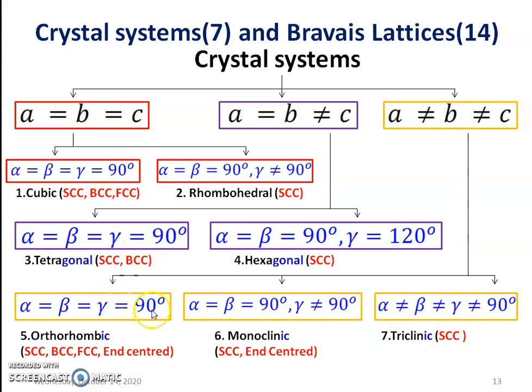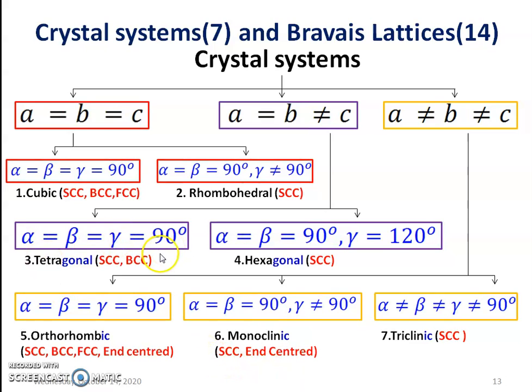So in this way there are 7 crystal systems: cubic, rhombohedral, tetragonal, hexagonal, orthorhombic, monoclinic and triclinic. And there are 14 Bravais lattices: 3 Bravais lattices for cubic, 1 for rhombohedral, 2 for tetragonal, 1 for hexagonal, 4 for orthorhombic, 2 for monoclinic and 1 for triclinic. Altogether there are 14 Bravais lattices.